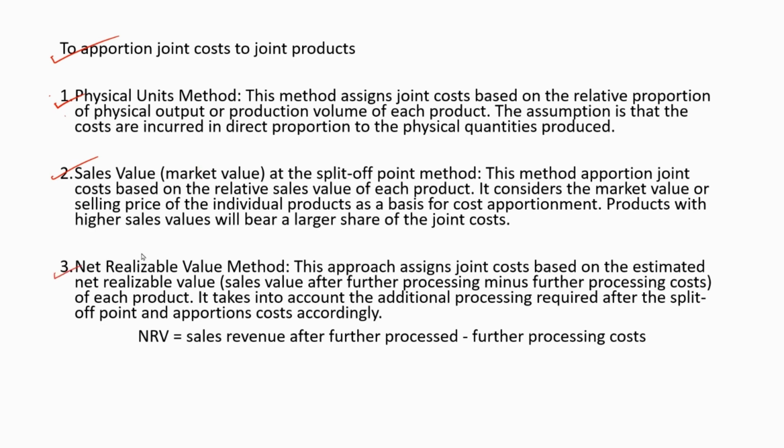The third method is net realizable value method. This approach assigns joint costs based on the estimated net realizable value. Net realizable value is equal to sales value after further processing minus further processing costs of each product. It takes into account the additional processing required after the split off point and apportions costs accordingly. So this is the equation we can use to calculate the net realizable value of each joint product, which is equal to sales revenue after further processing minus further processing costs.